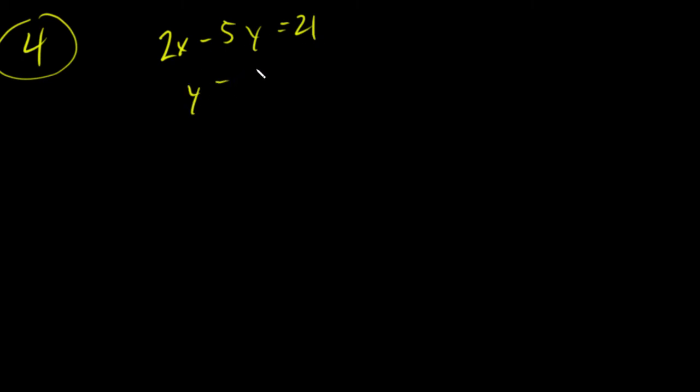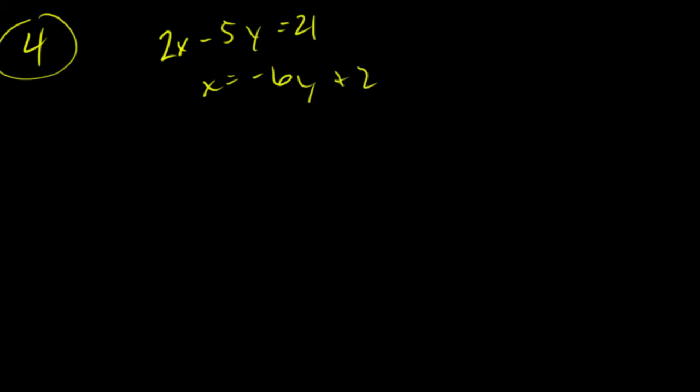Number 4. Flip to the next page. Wow, this problem's already solved for you too. 2x minus 5y equals 21. Y, no, not y, x. X equals negative 6y plus 2.